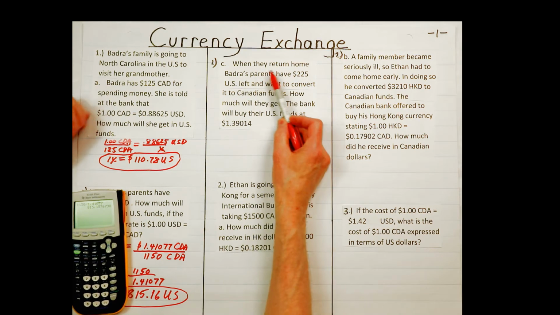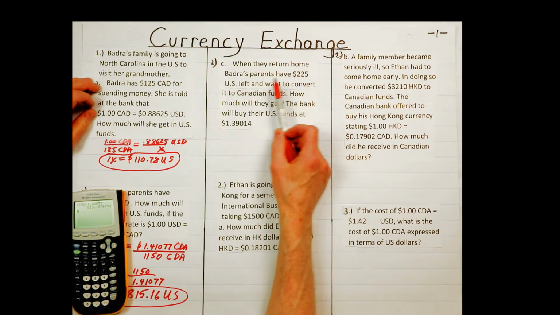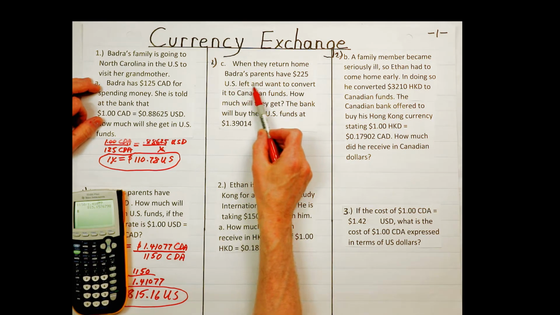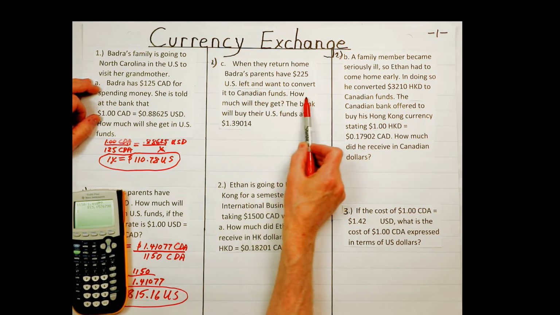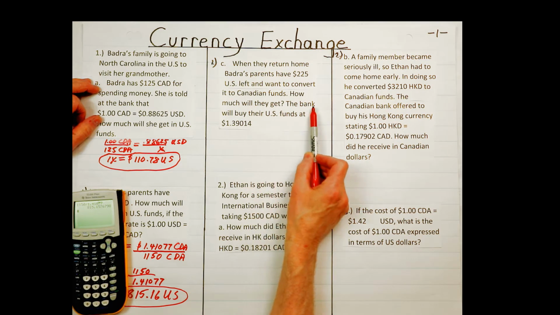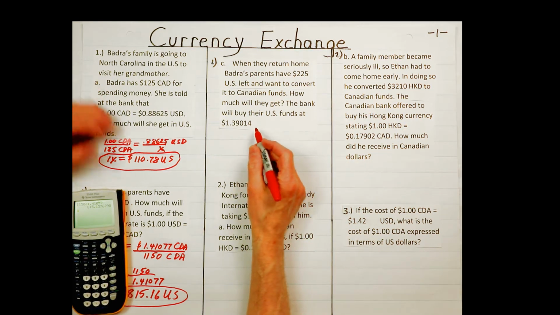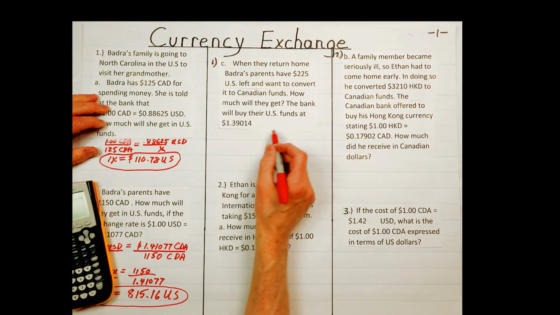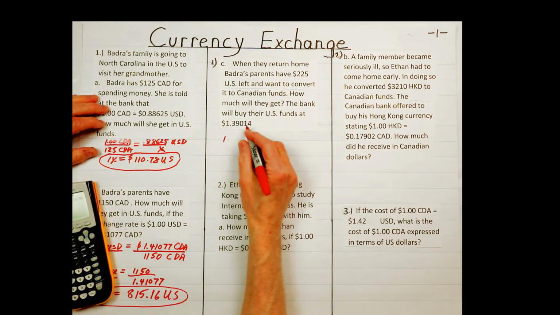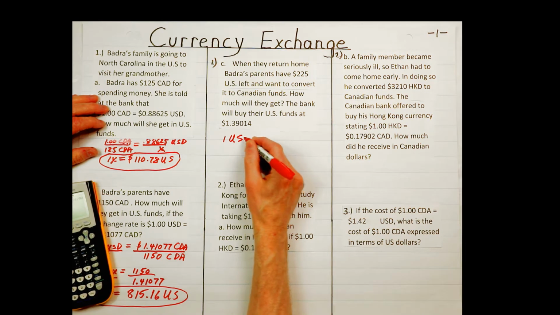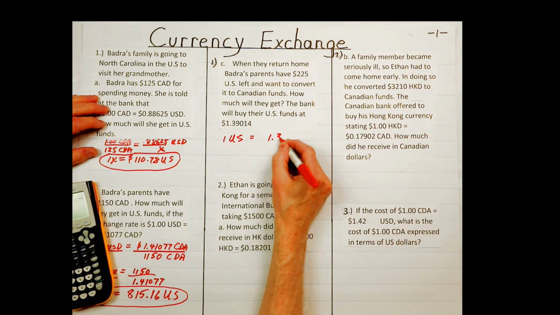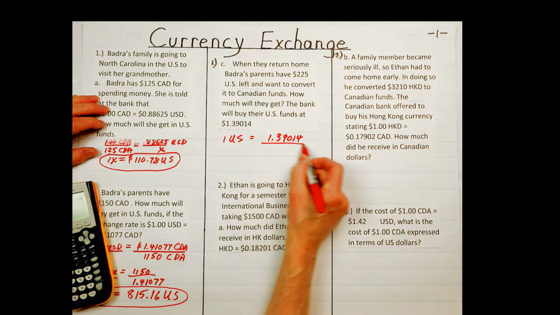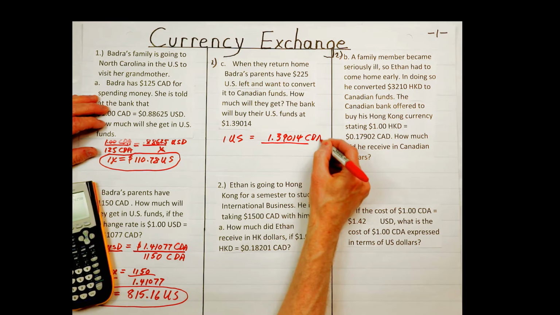Okay, so when they return home, we're still talking about Badra's family. Her parents have $225 US left and want to convert it to Canadian funds. How much will they get? So yet another quote here. This time, 1 US dollar is equal to 1.39014 Canadian dollars.